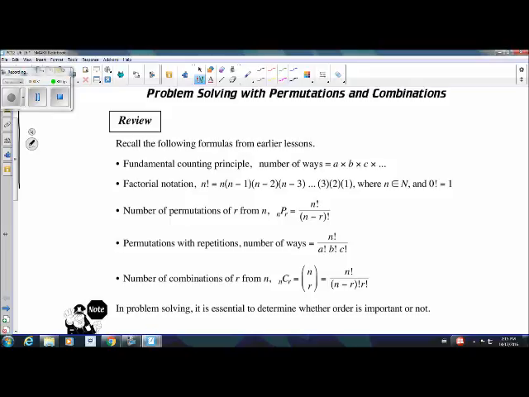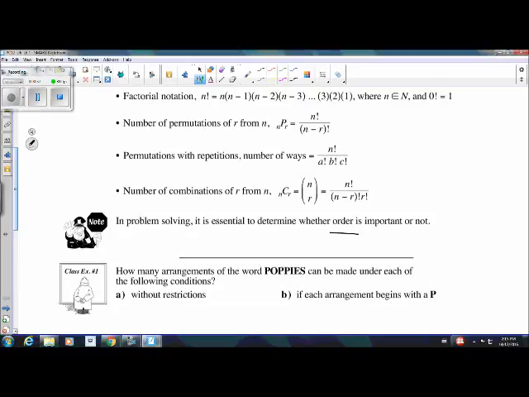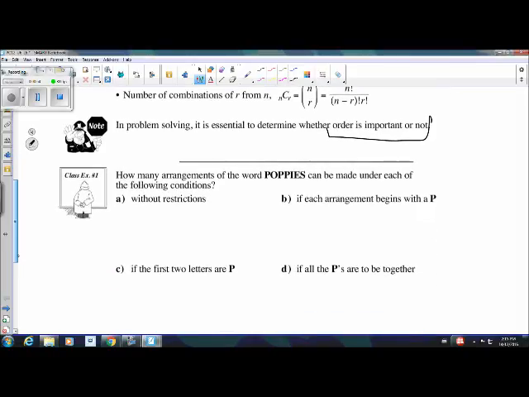So in problem solving, it is essential to determine whether order is important or not. And that's usually the hardest thing people have with this portion of the unit, is to say, does order matter, doesn't order matter? So basically you need to decide, if we choose two things, A and then B, is that different than if we choose B and then A? And in some cases order matters, and in some cases it doesn't.